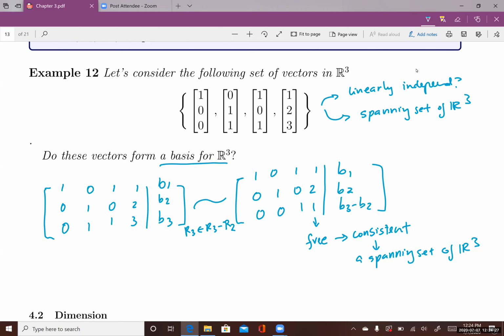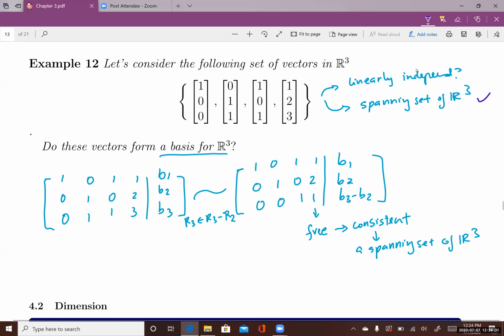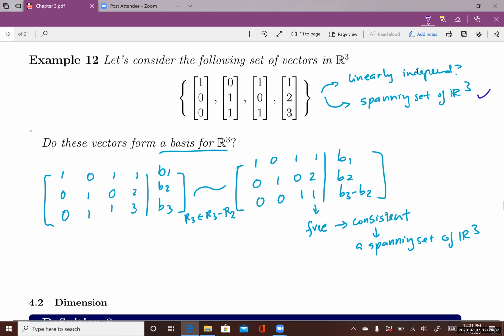We checked one of the conditions, right? How about the second condition? Are these vectors linearly independent? To answer this question, we need to see if they are going to be linearly independent. If you set B1, B2, and B3 to 0, will you have a unique solution, right? Do you have a unique solution? No. You have non-trivial solutions.